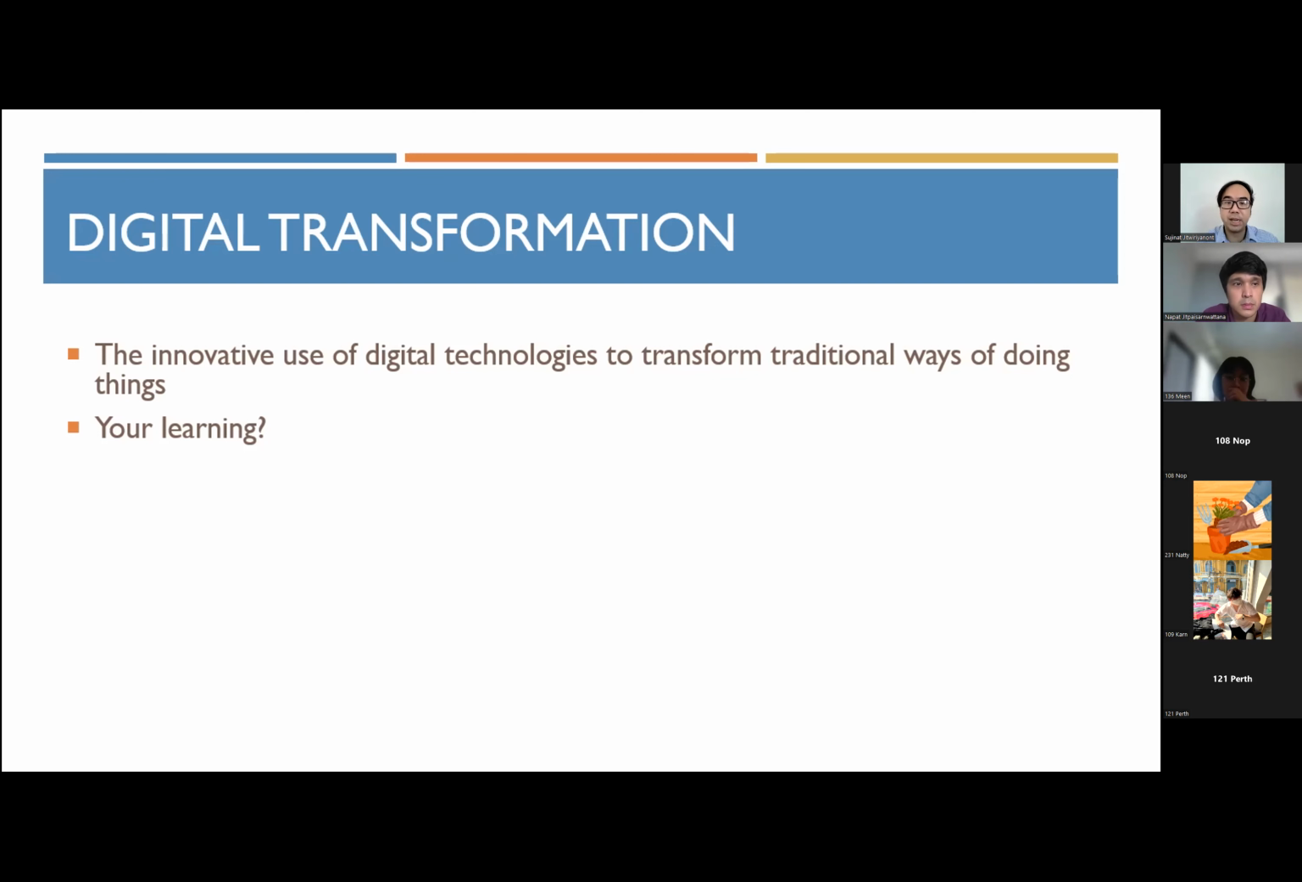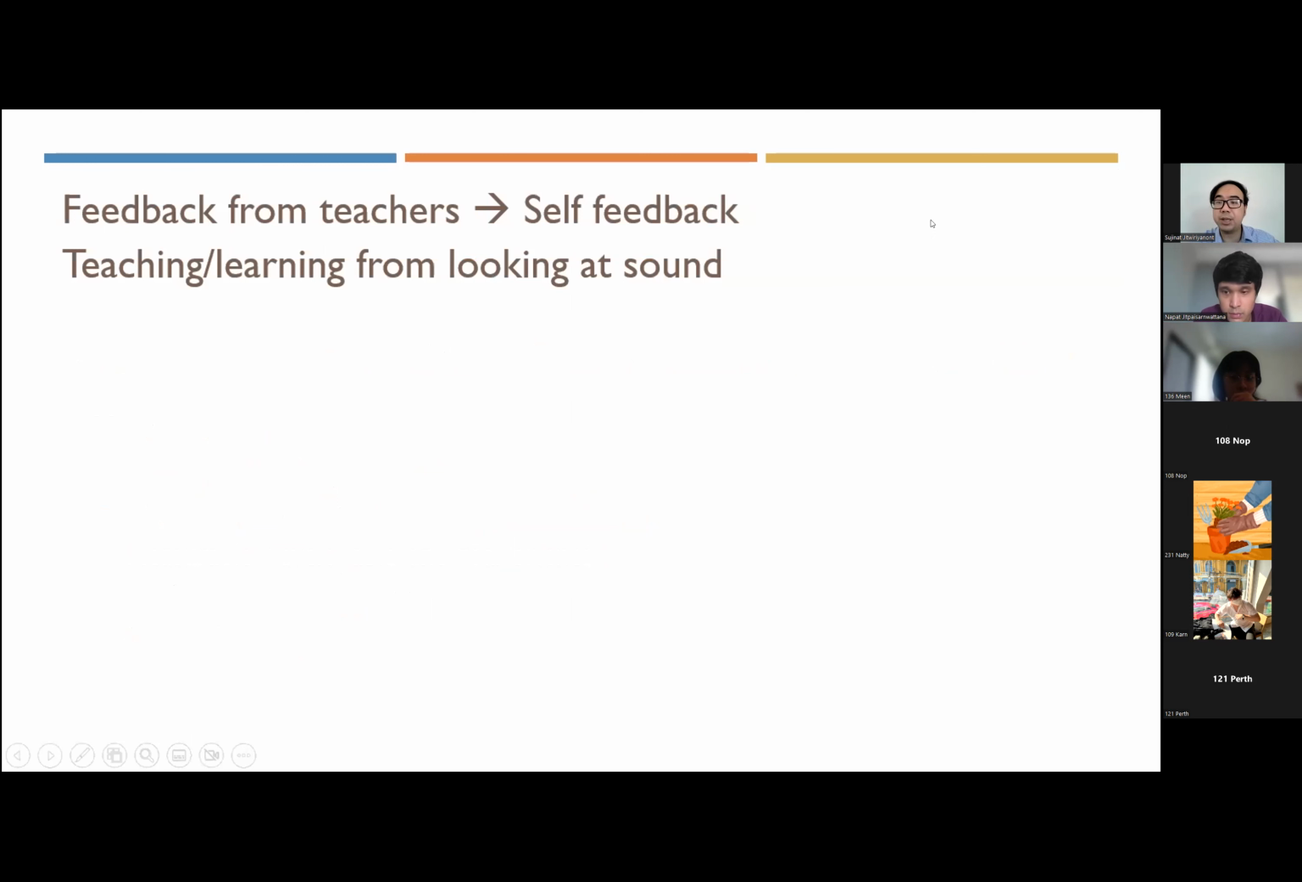So for feedback, learning pronunciation or teaching pronunciation online is very difficult. And now when we study pronunciation, we need feedback, right? So we're gonna move from feedback from teachers to self-feedback. And today I will introduce you to the tool that we can use to look at sound.